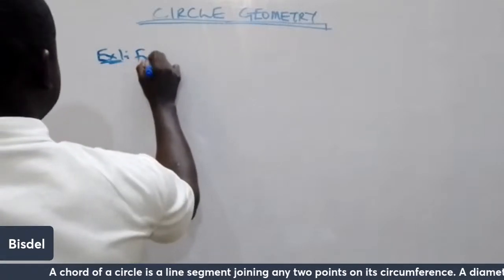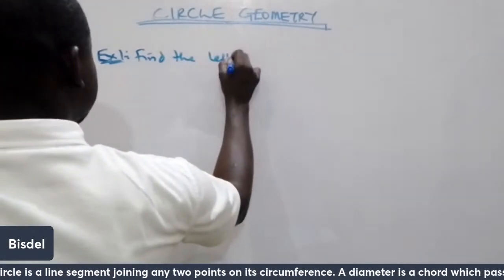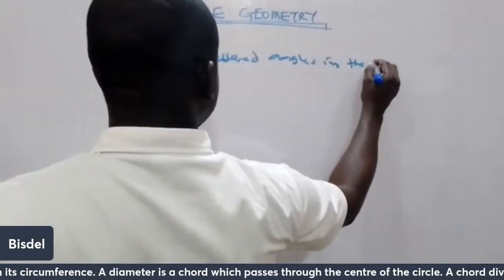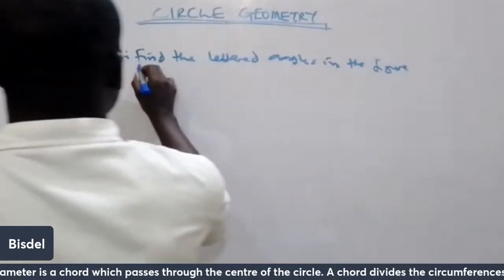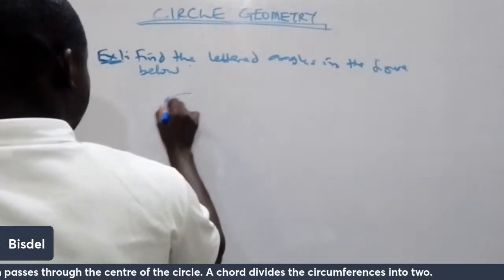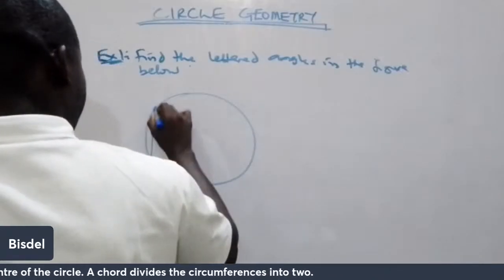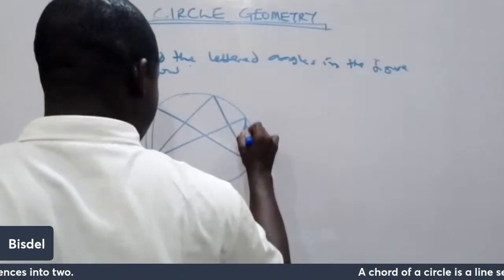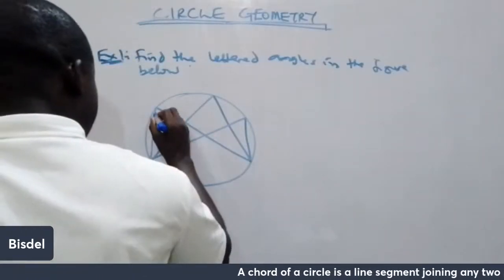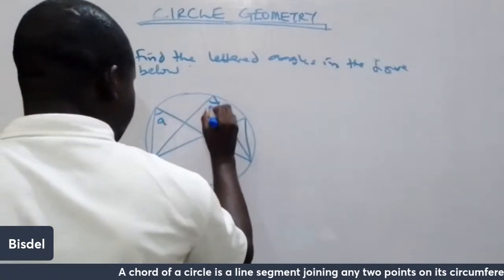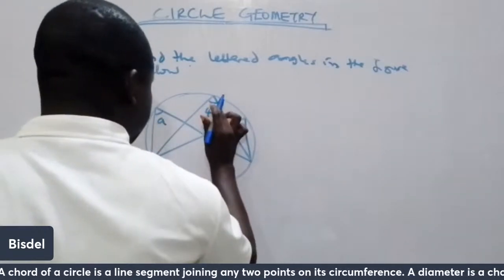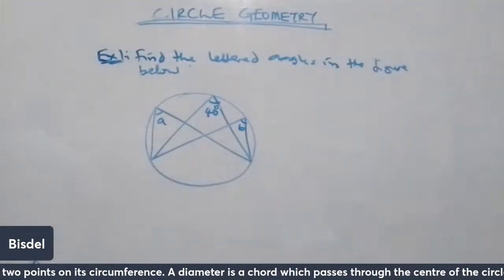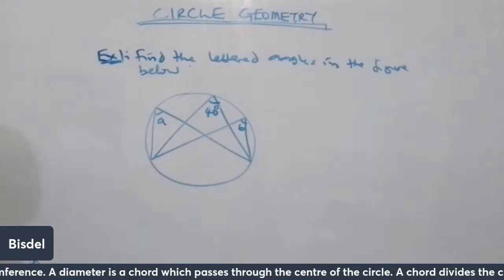The question says, find the lettered angles in the figure below. We have something like this. Here is A, here is 40 degrees, and this place is B. So how do we get the value of A and B?